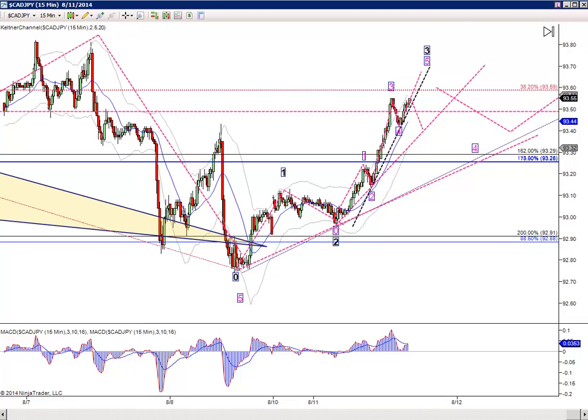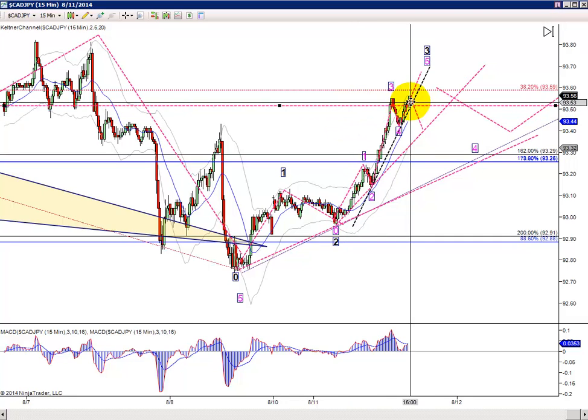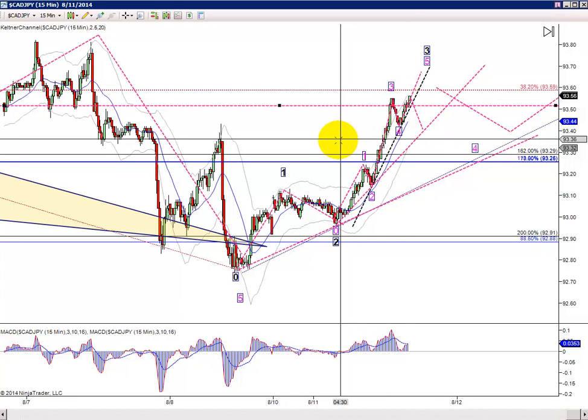What we're going to do is raise the risk to 93.515. So the risk is raised, and you heard that pop, to 93.515. So right in here, basically. And we're looking for this to push up a little bit further.